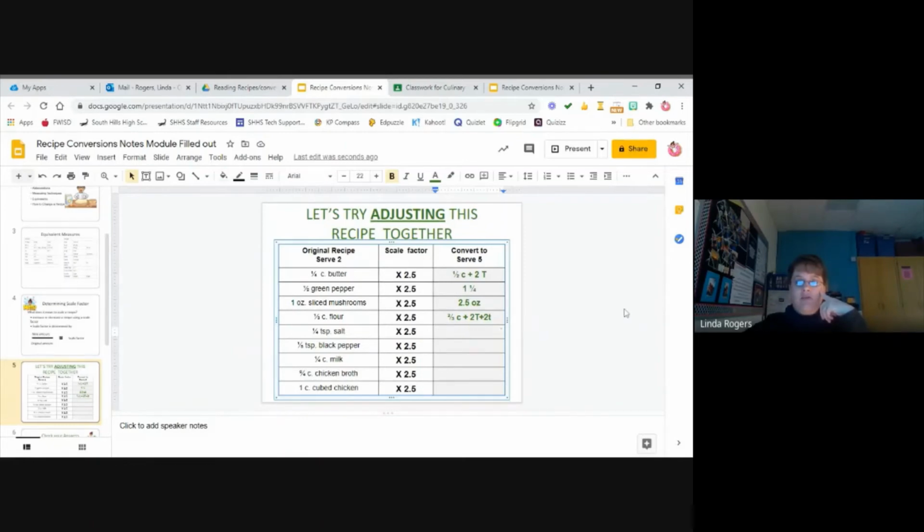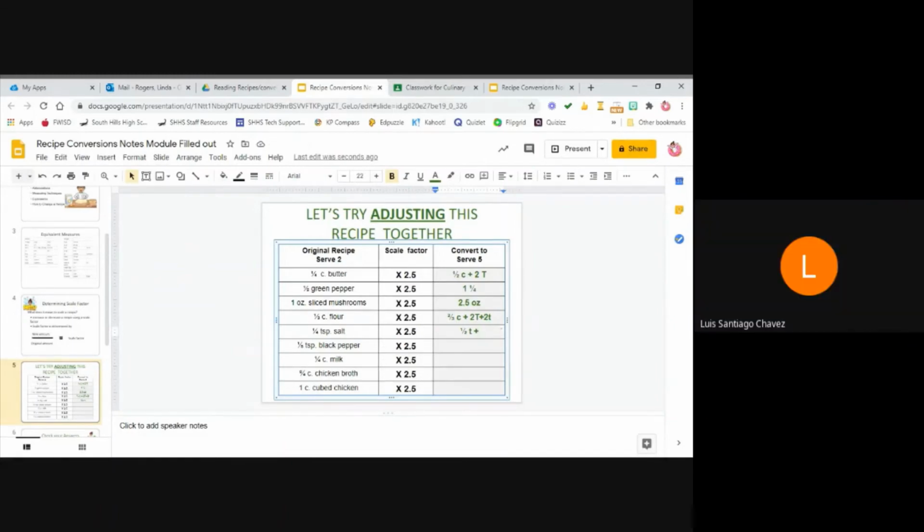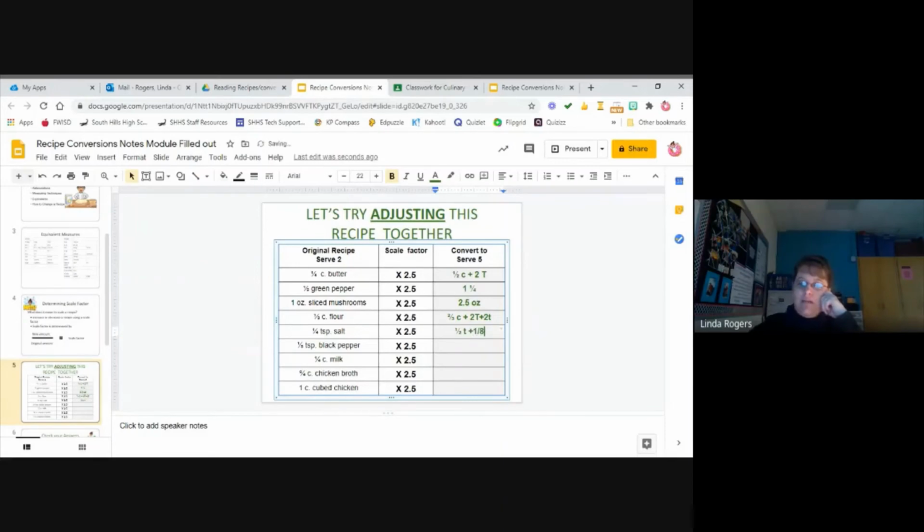All right. So 1/4 of a teaspoon. This one's going to look similar to the top one, except we're doing teaspoons instead. So 1/4 of a teaspoon, 2 times that is going to give us what? A half. A half a teaspoon. And then what's half of a fourth? An eighth. So then we'll do an eighth of a teaspoon.